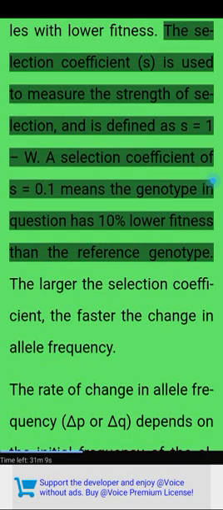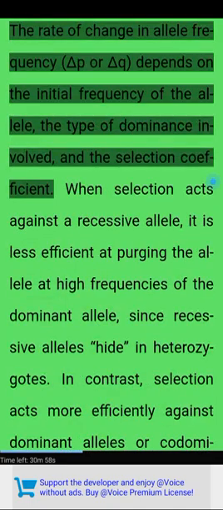The selection coefficient S is used to measure the strength of selection and is defined as S equals 1 minus W. A selection coefficient of S equals 0.1 means the genotype in question has 10% lower fitness than the reference genotype. The larger the selection coefficient, the faster the change in allele frequency.